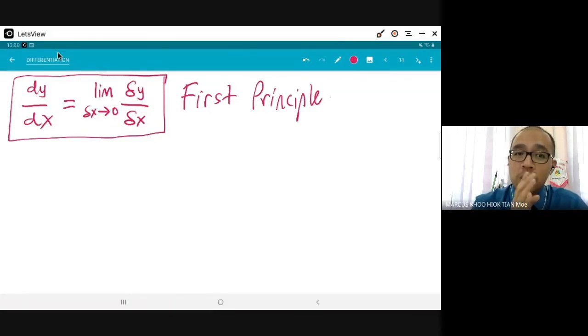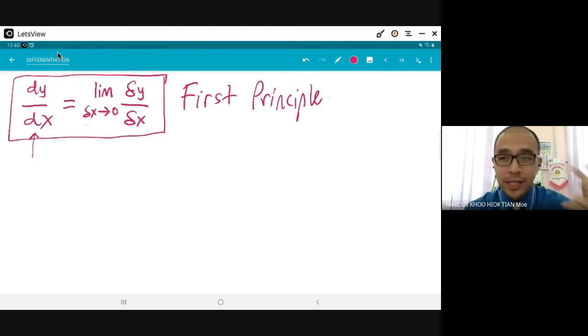Okay, so listen to this carefully. How do we find the equation of gradient? We have to find the limit of del y del x when del x approaches 0. Some of you are probably asking right now, and if I can see you, I'm probably thinking that a lot of you are scratching your head. Apa ini symbol ini? What is this symbol?